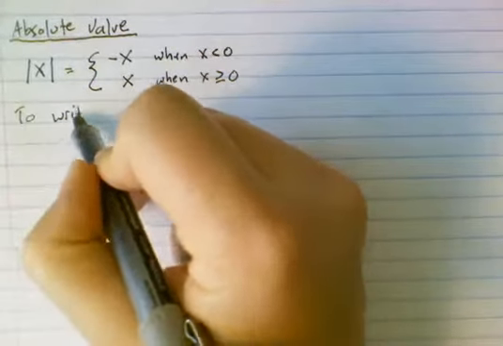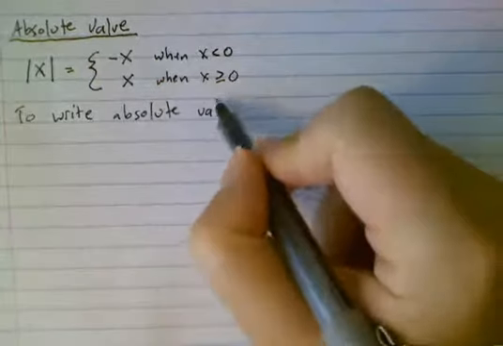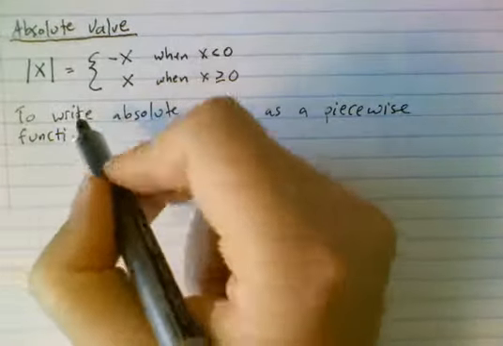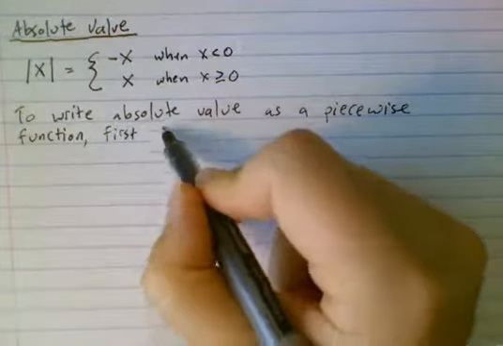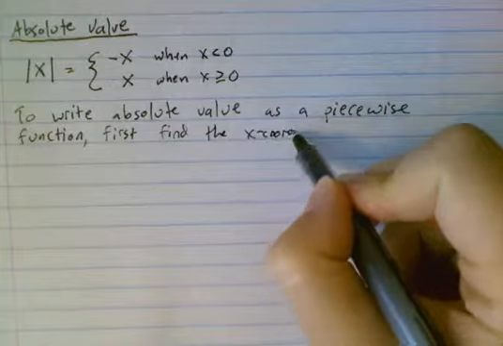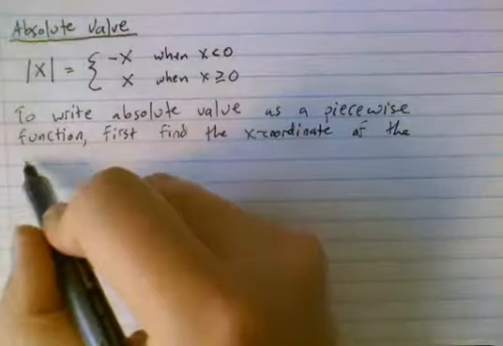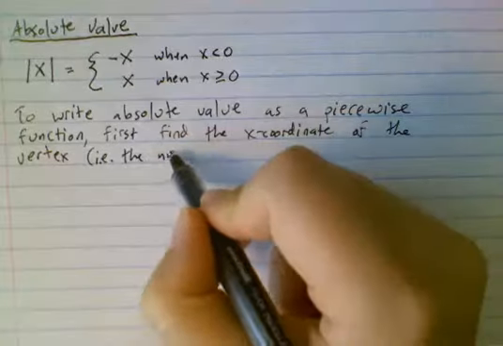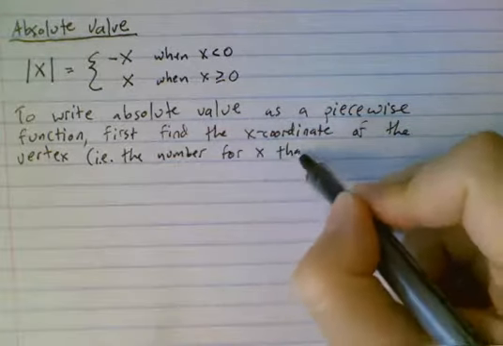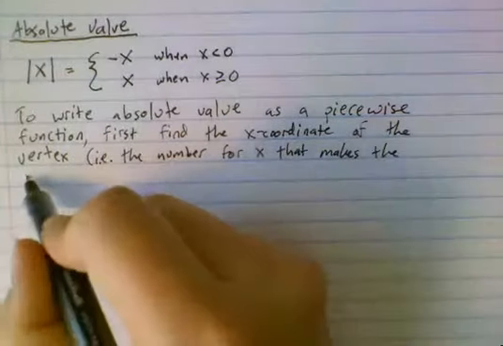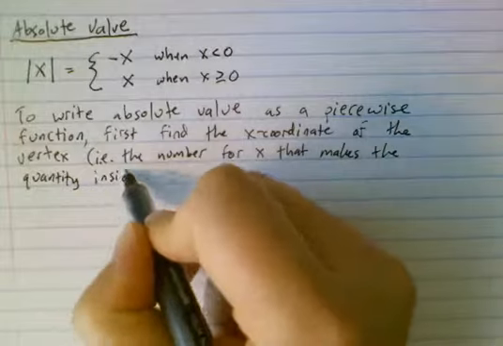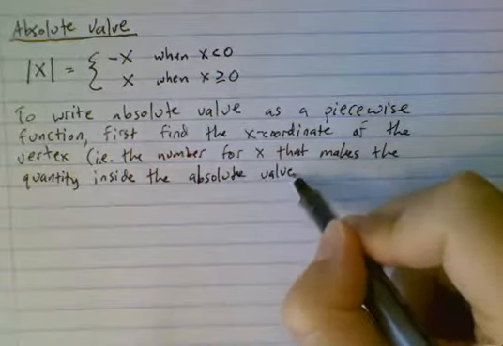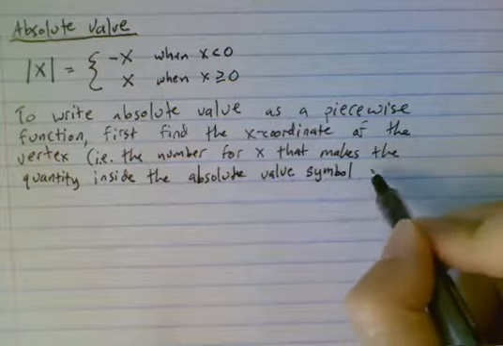To write absolute value as a piecewise function, first find the x-coordinate of the vertex, or another way to say that is the number for x that makes the quantity inside the absolute value symbol be 0.